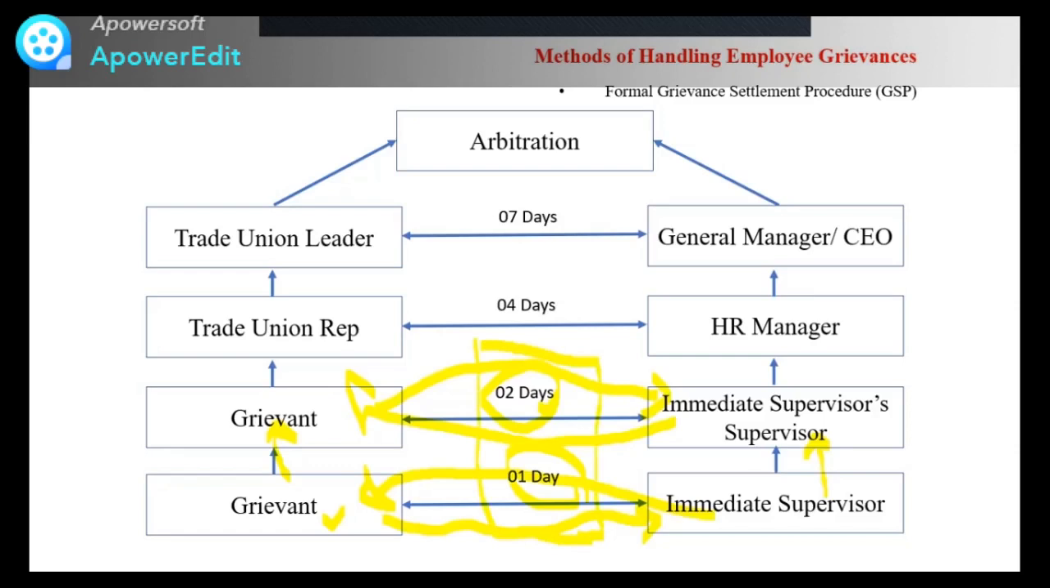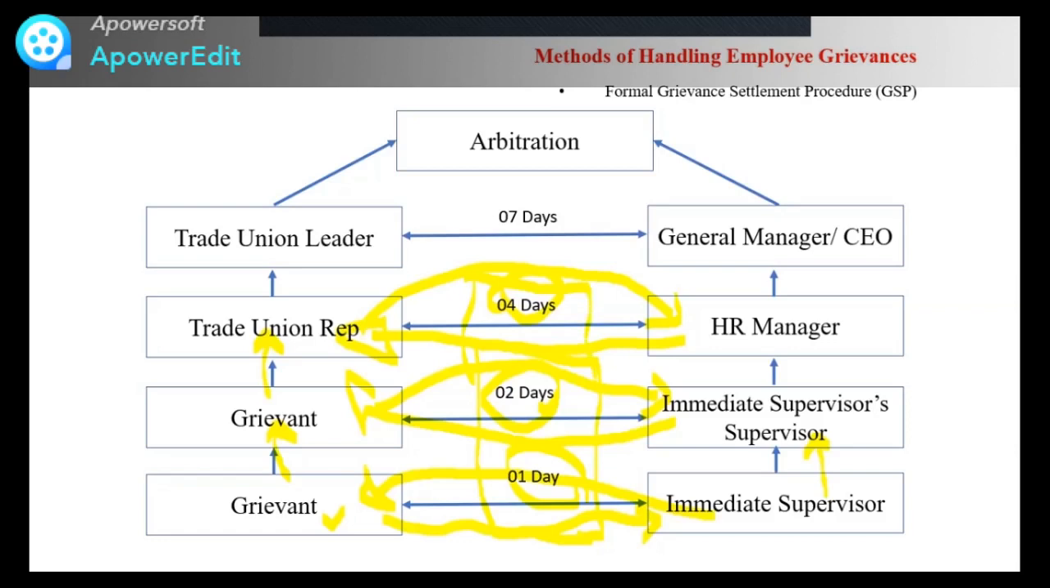However, the solution proposed by the immediate superior is not satisfactory. Then the worker can take the grievance to the trade union representative. The trade union represents the grievance of the employee to the HR manager. Then the HR manager has to propose a solution within 4 days. If the HR manager's solution is okay, then the worker is happy and the grievance is solved. Then within 7 days, we can solve the employee grievance.